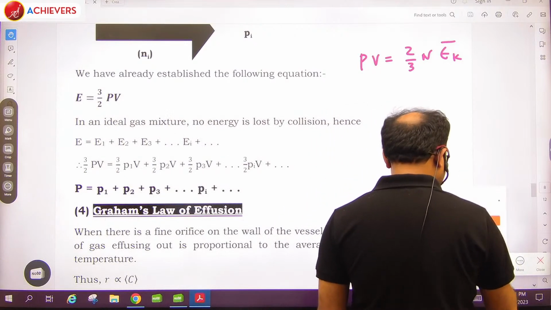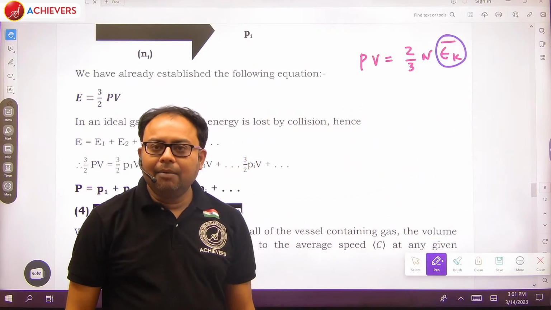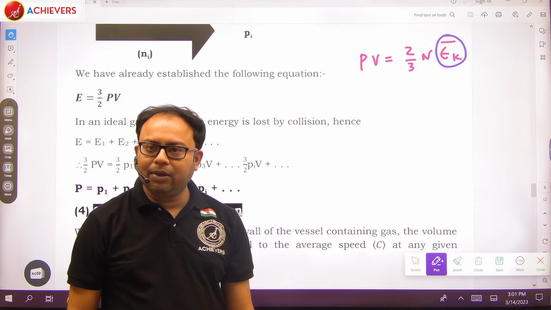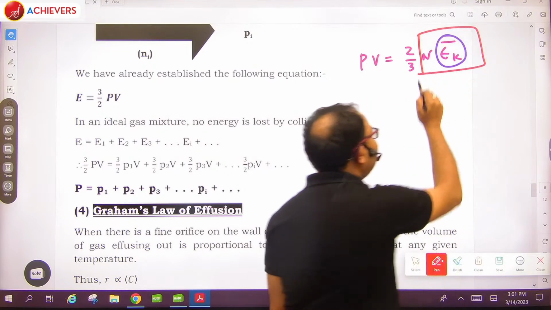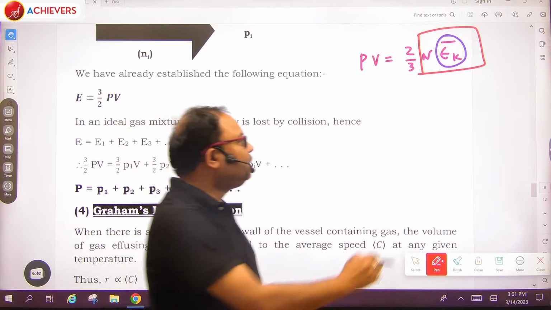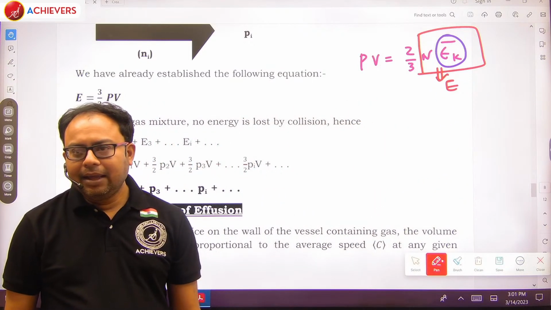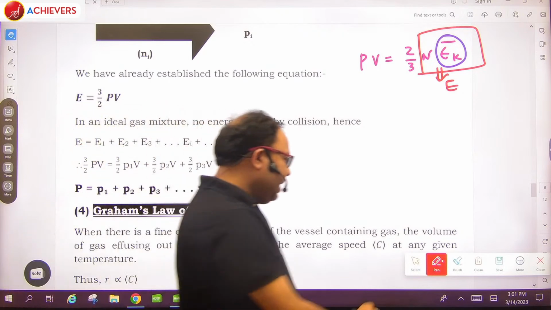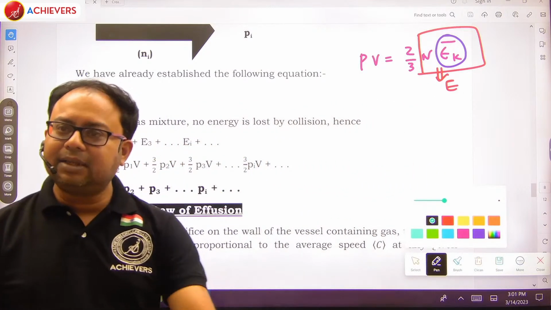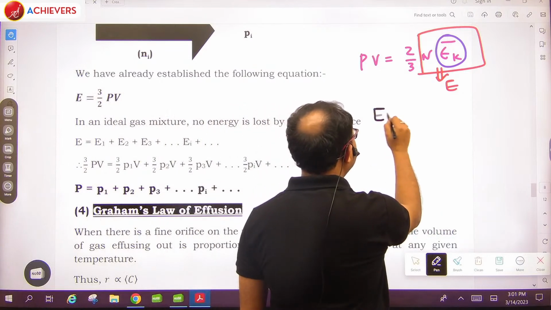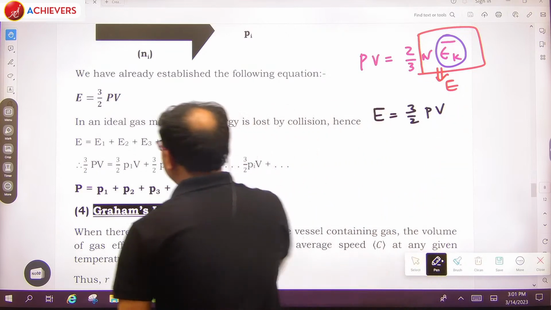Now, what is epsilon k bar? It is nothing but the molecular kinetic energy per molecule. Now, if you multiply kinetic energy per molecule by total number of molecules, you will get the total kinetic energy. So, energy per molecule multiplied by total number of molecules is the total energy. So, total energy is becoming 3/2 PV. So, I have used this equation.